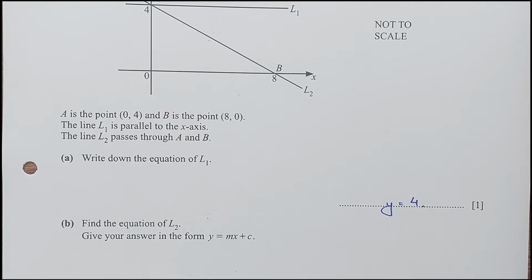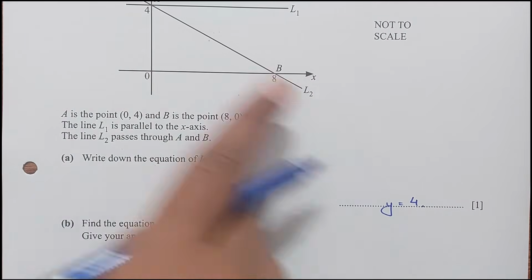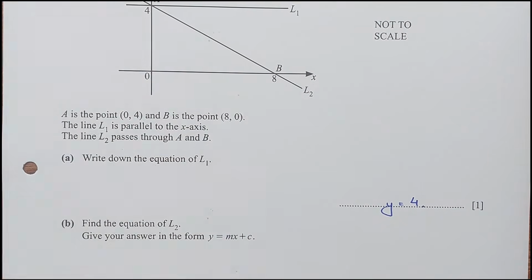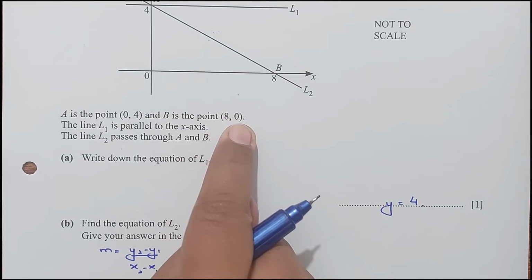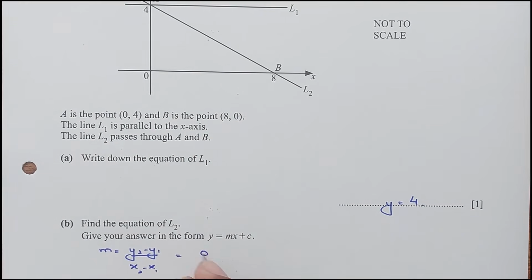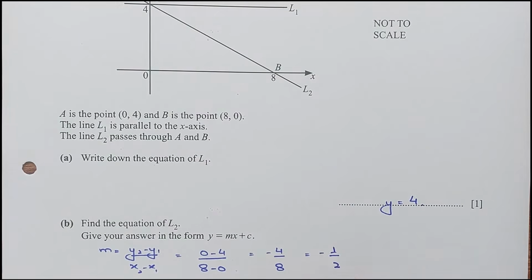Now for part B, find the equation of L2, giving your answer in the form y equals mx plus c. L2 has the x-intercept, which is 8, and the y-intercept is 4, right? So let me solve for m, which is y2 minus y1 over x2 minus x1, the slope. We have the points A and B. 0 minus 4 over 8 minus 0. This is minus 4 over 8, and this is minus 1 by 2, the slope.